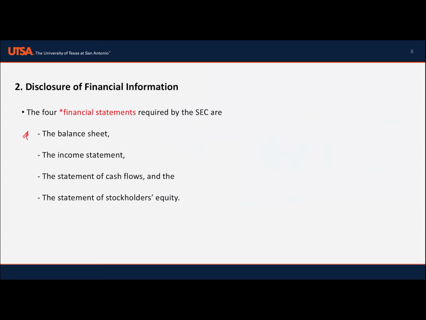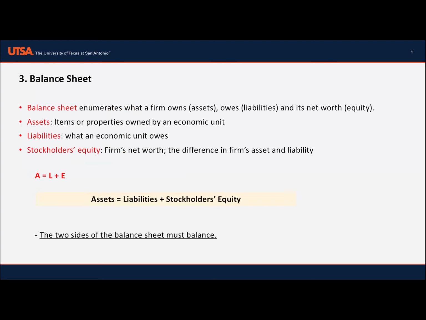So the first statement is the balance sheet. The second one is the income statement. The third financial statement is the statement of cash flows, and the fourth one is the statement of stockholders' equity. The balance sheet, as I explained before, enumerates what a firm owns, assets, what it owes, liabilities, and its net worth, equity.